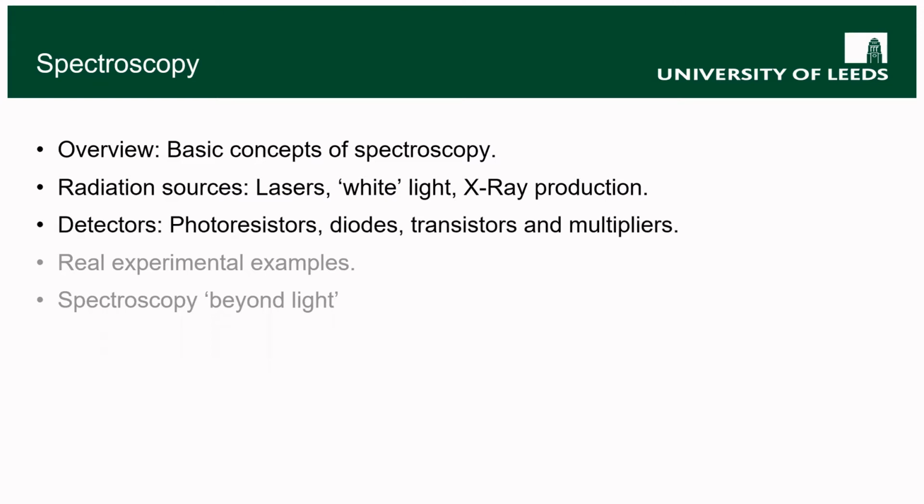We're going to talk about detectors, particularly photoresistors, photodiodes, transistor-based devices, and photomultipliers. I'll give a couple of examples of real experimental setups where spectroscopy features. And then finally, we'll finish by looking at spectroscopy beyond light, where the spectroscopic source we're using is not electromagnetic radiation.